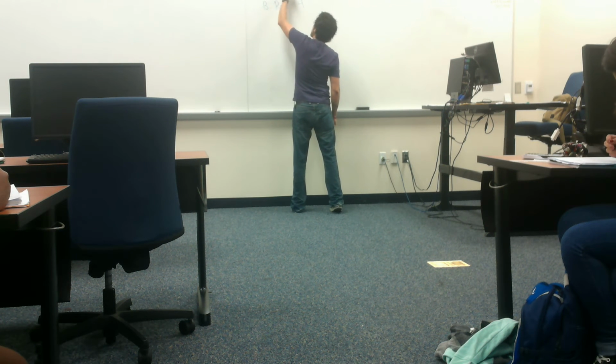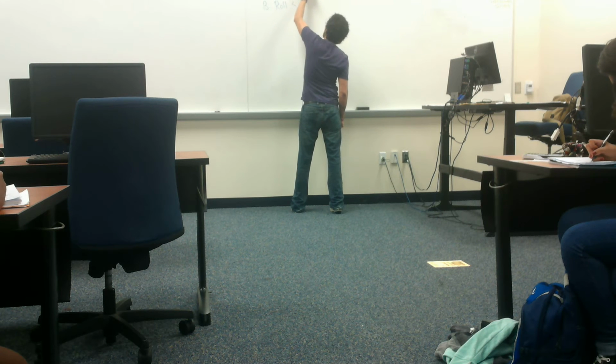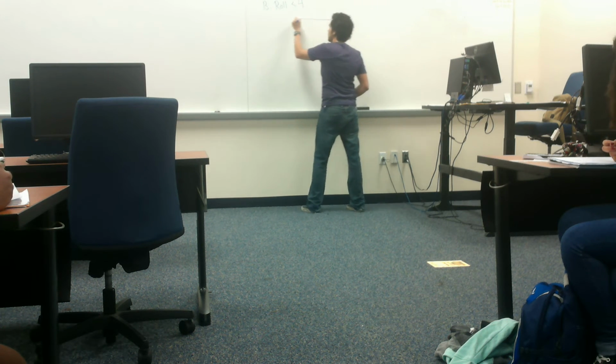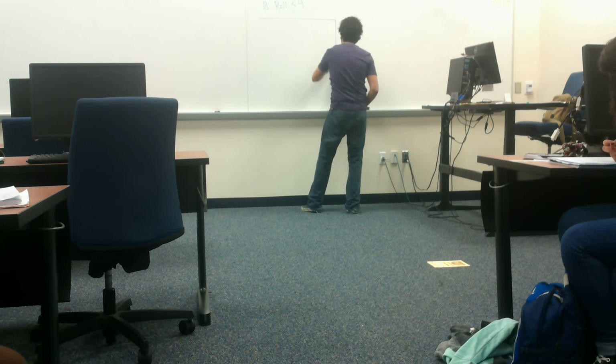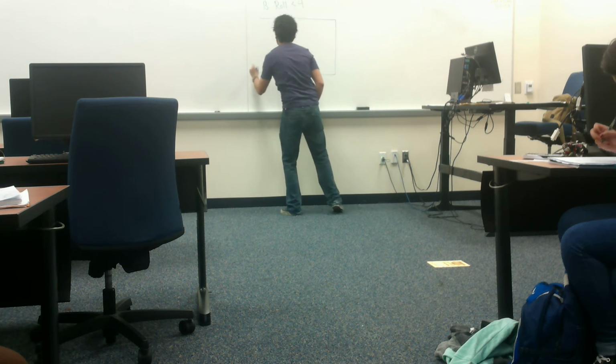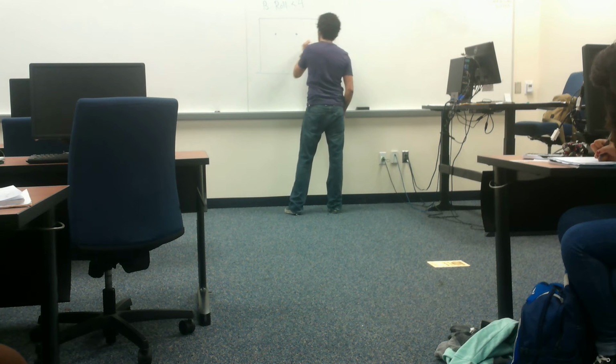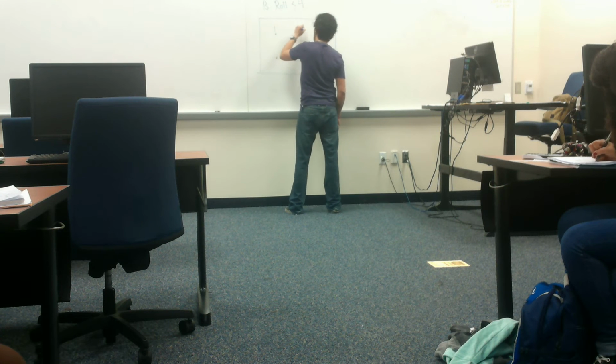Now my roll is odd. So my event A is the roll is odd. And event B is that the roll is less than 4. So I'm going to draw my little sample space again with each of the 6 possibilities.